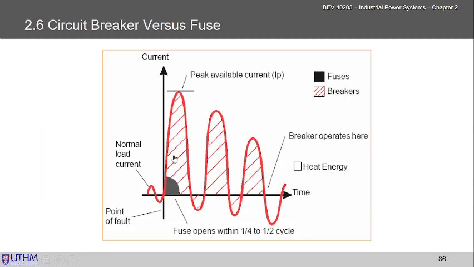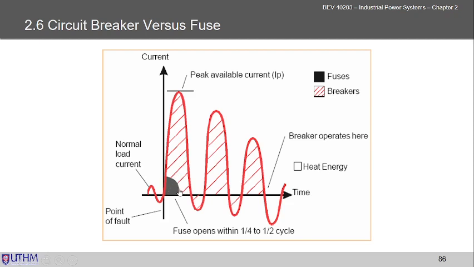Okay, if we compare, the red color one is the circuit breaker operation, and the small piece of the gray color here is the fuse operation. This is the current, no matter whether it is the nominal current, rated current, or short circuit current, and this is the time. So what does the time mean? It is the time of operation, of either the fuse or the CB.